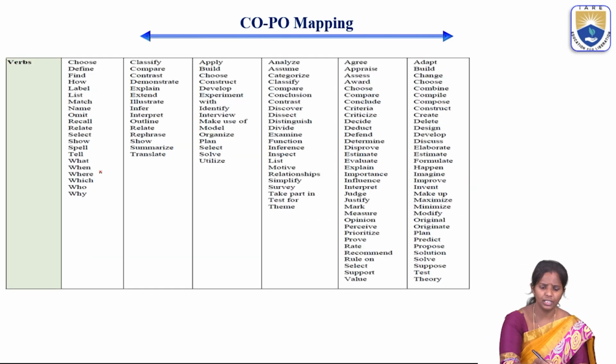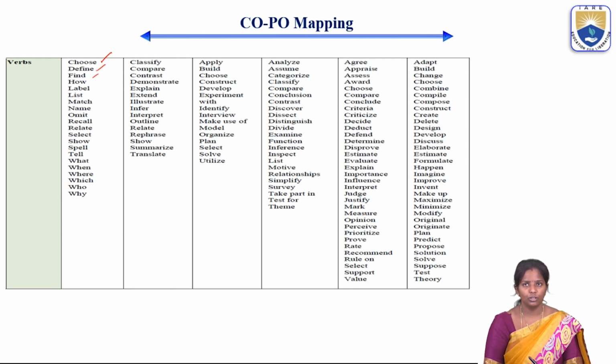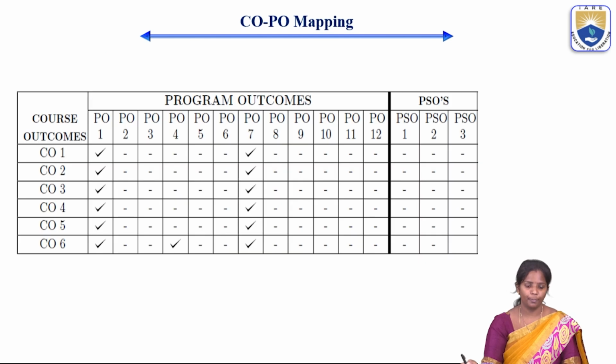These are the verbs that we use: choose, define, find. We will be using these verbs before we plan to create any course outcome. Whenever we write the course outcome, we say analyze, apply this knowledge for so and so, then analyze, choose, define. These are the different verbs that have to be used for any course outcome, so that it can be mapped accordingly to the PO.